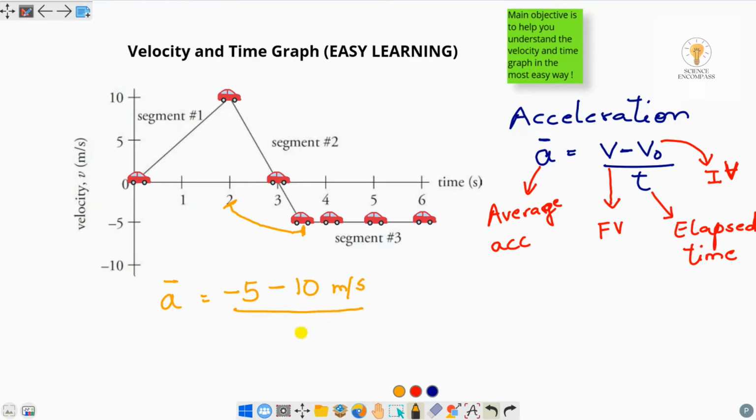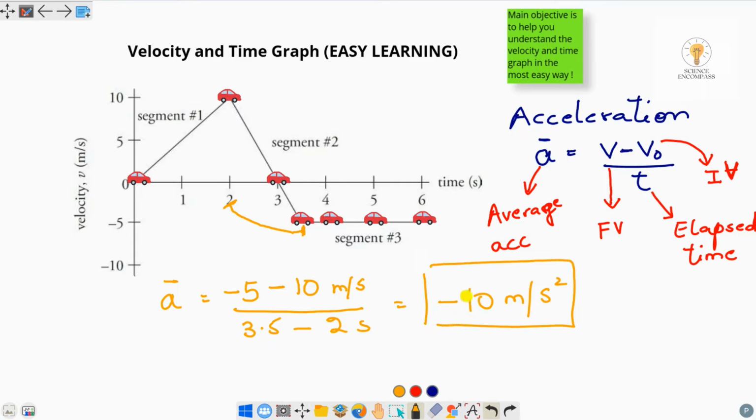Dividing that with the elapsed time. So the time period that we're talking about is between 2 seconds and 3.5 seconds. So we clearly know that 3.5 seconds would be your final time, and the initial time is taken as 2. So you put minus 2 and put an S, which is seconds. And when you do the math, you will get the answer as minus 10 meter per second squared. Okay, you got a minus symbol there.